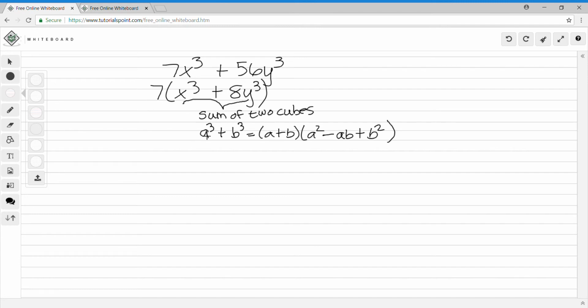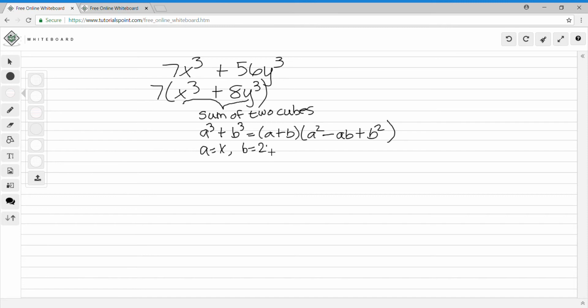So a cubed plus b cubed equals a plus b times a squared minus ab plus b squared. This part, a cubed plus b cubed, looks very similar to this part, right? So if this looks similar to this, then our answer should be in this form. But we got to find out what is a and what's our b. So I'm going to say a is x and our b is 2y.